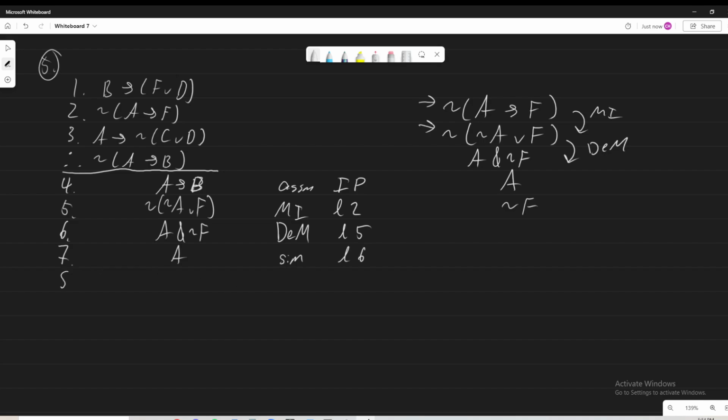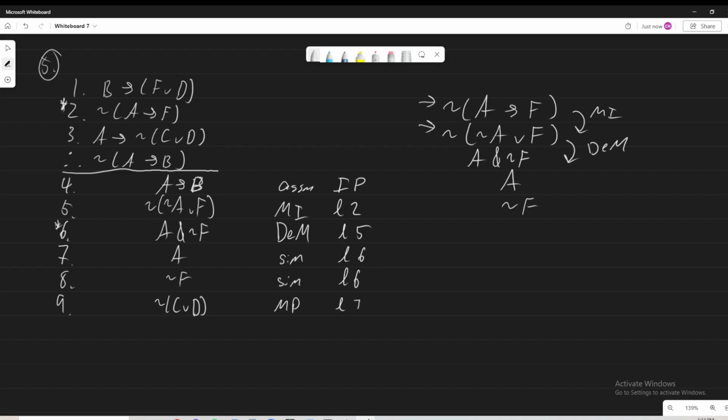Simplification on line 6. Great. So now we've got this A and this not F, and let's see if we can plug those into our other lines. And we'll star line 2, line 6, because we broke that down. So it looks like in line 3 we have if A, then not C or D, and we have A on line 7. That's a pretty easy use of modus ponens, so let's do that.